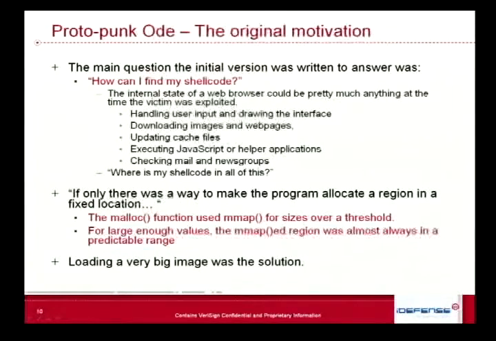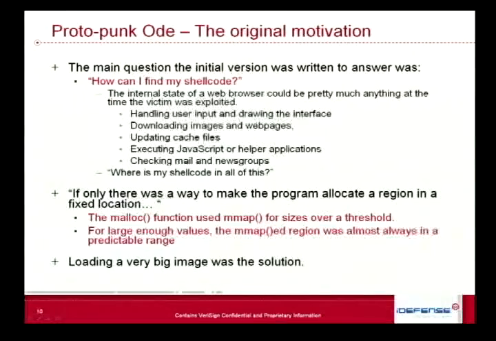So the question in the initial version was, how can I find my shellcode? When I was exploiting these vulnerabilities, I found that the web browser could be in any state at all. You didn't know where your code was going to be. It could have been running in any one of a number of threads. It could have started at any point. It depended on, were you loading a page in the background? Had you checked your mail in the last 10 minutes? I thought, well, how can I make the program use one fixed place?